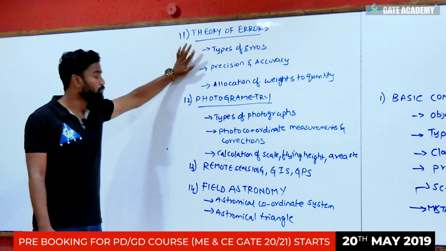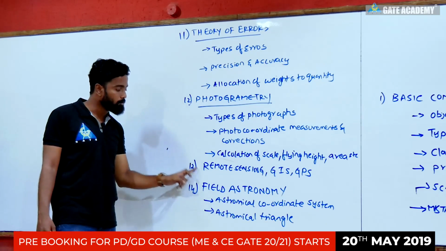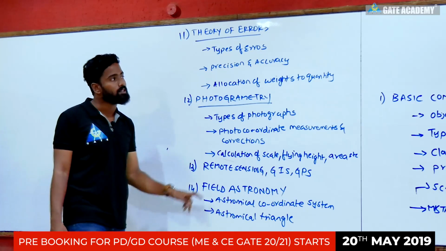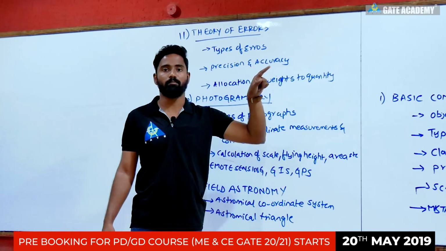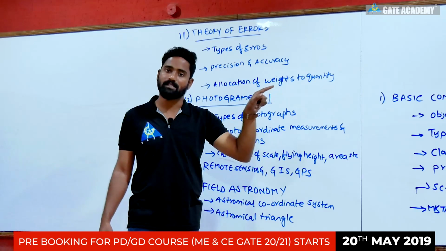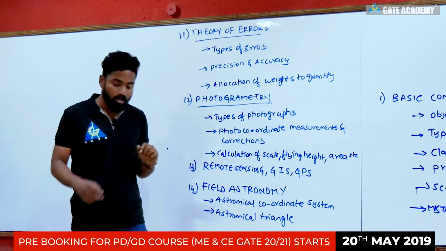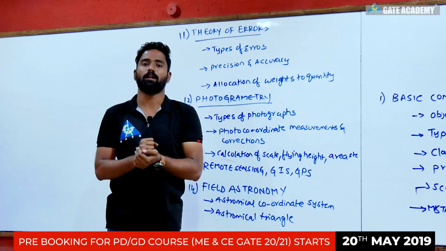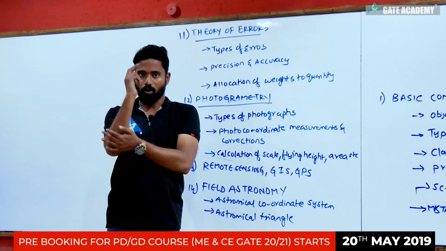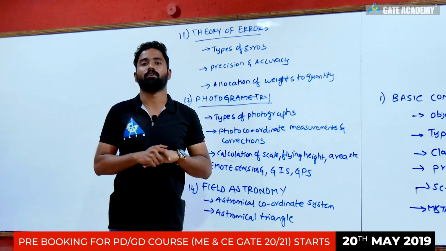Now photogrammetry. Because of the introduction of photogrammetry, remote sensing, and field astronomy, the subject has changed to geomatics engineering instead of what used to be called surveying. Photogrammetry means you are taking a photo from the top, or taking a photo horizontally. These are horizontal photographs, and if you are taking from the top, that is called vertical photographs.